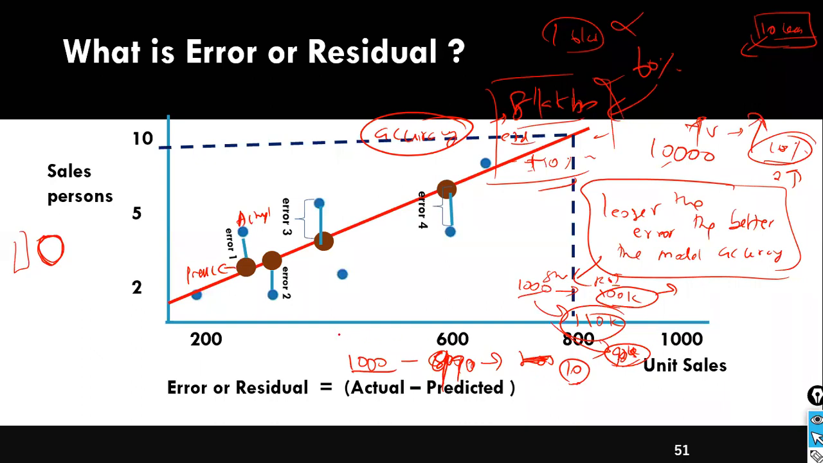But suppose the actual was 1,000 and the predicted was 10,000. There is a serious difference here, and the accuracy is not at all good. Now with this example, you understood how serious accuracy is. Accuracy is very much important.